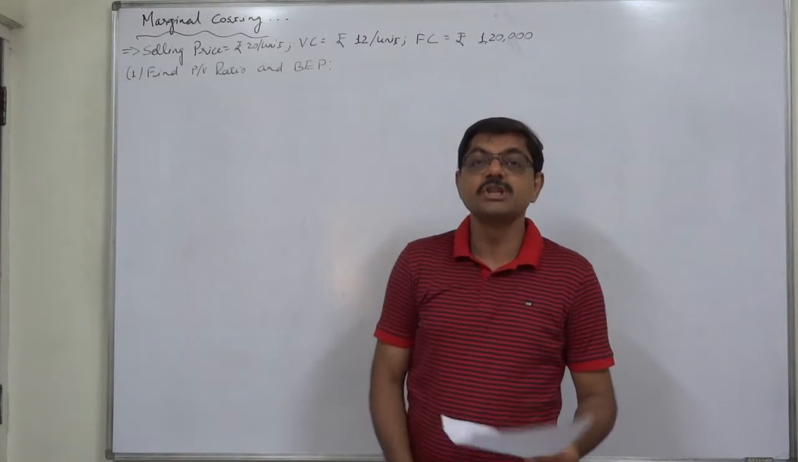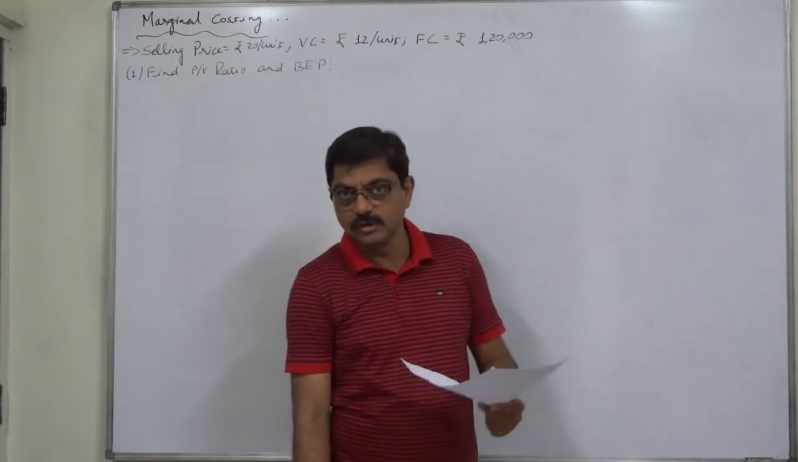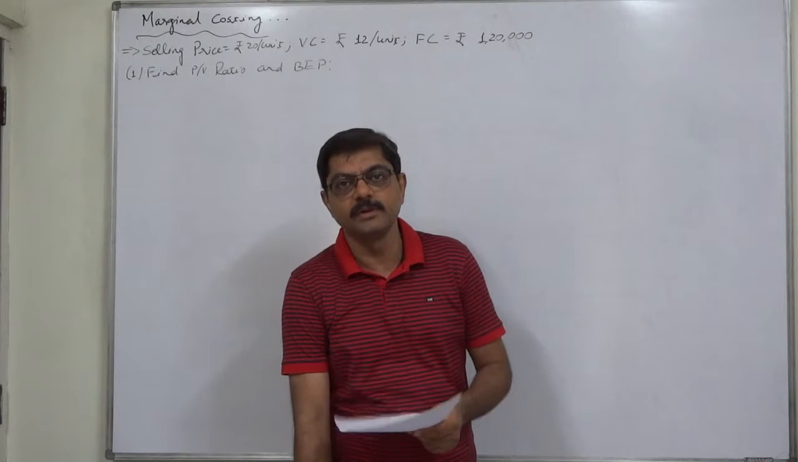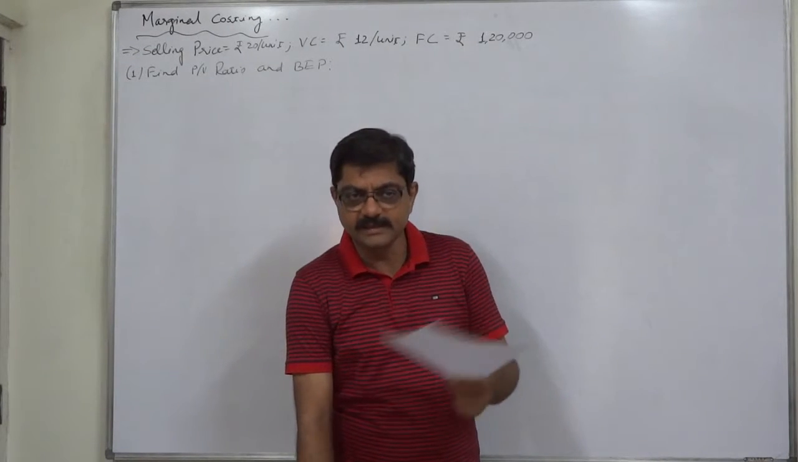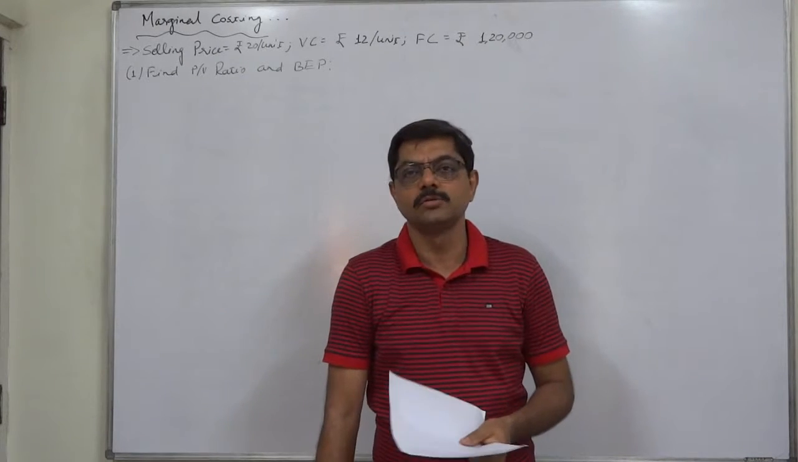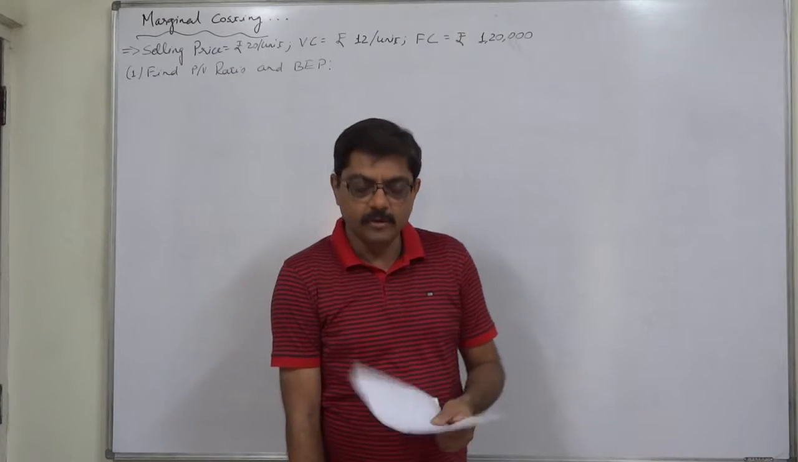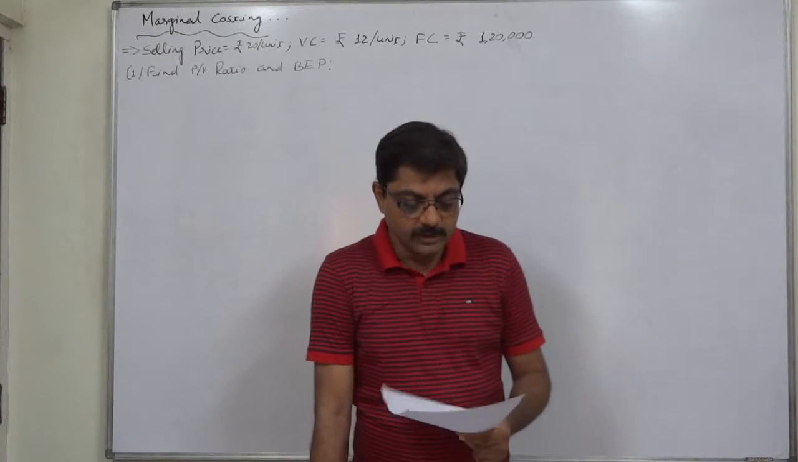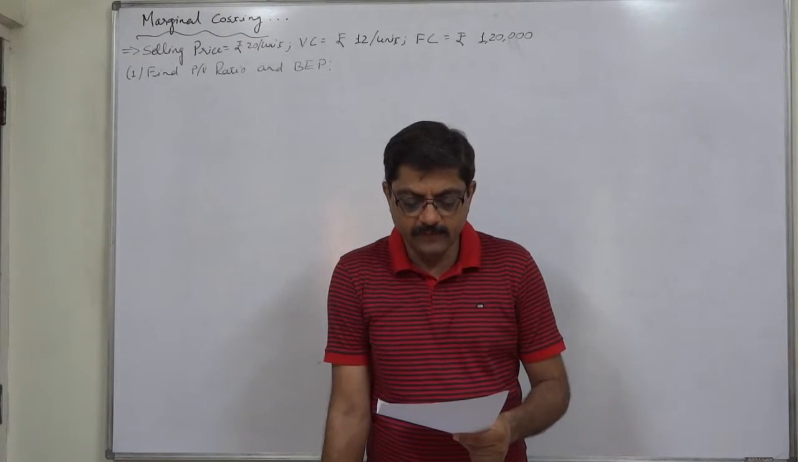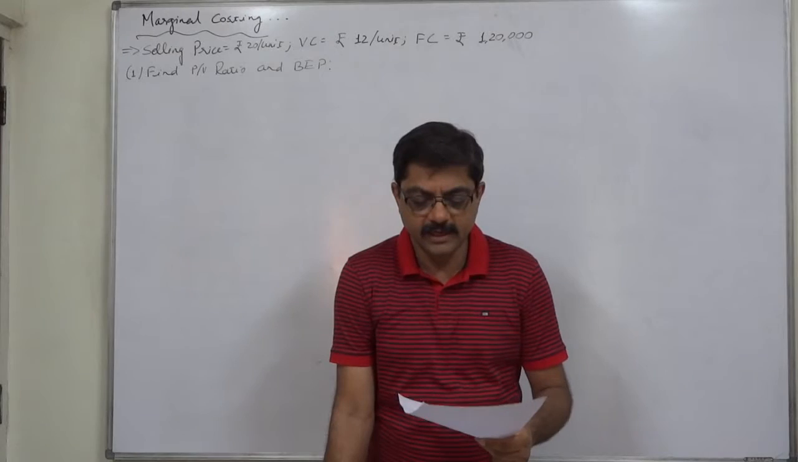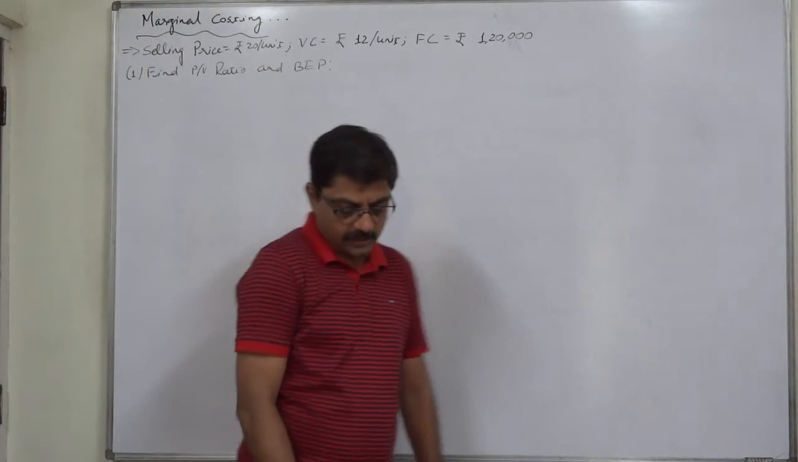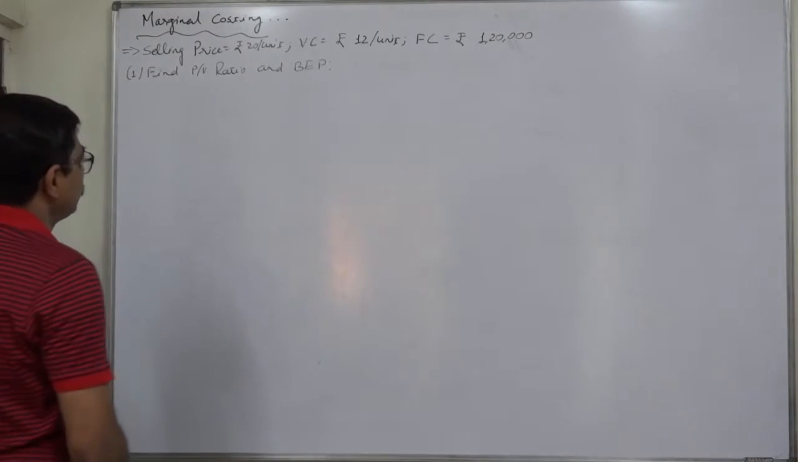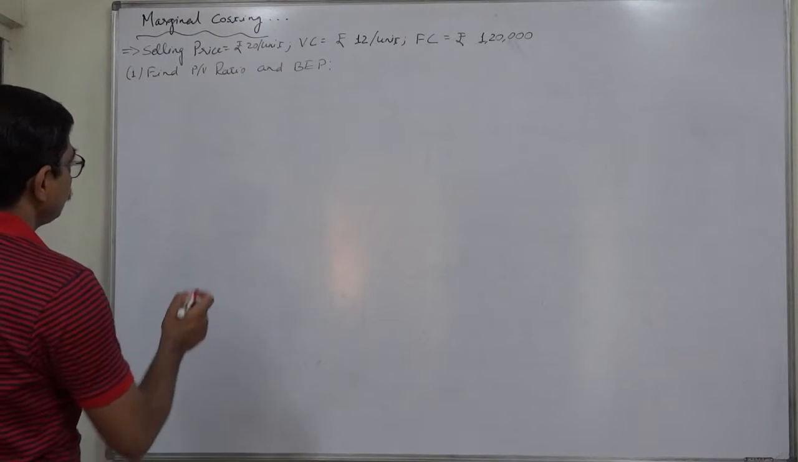Number 4, find out the shutdown point. This is actually a point of short-term decision making or decisions involving alternative choices. But since it is directly related to marginal costing or break-even analysis, we are going to cover this point. Find out the shutdown point if the fixed cost to be incurred in case of close down for 1 year amounts to rupees 40,000. But first of all, let us find out the first answer, PV ratio and BEP.